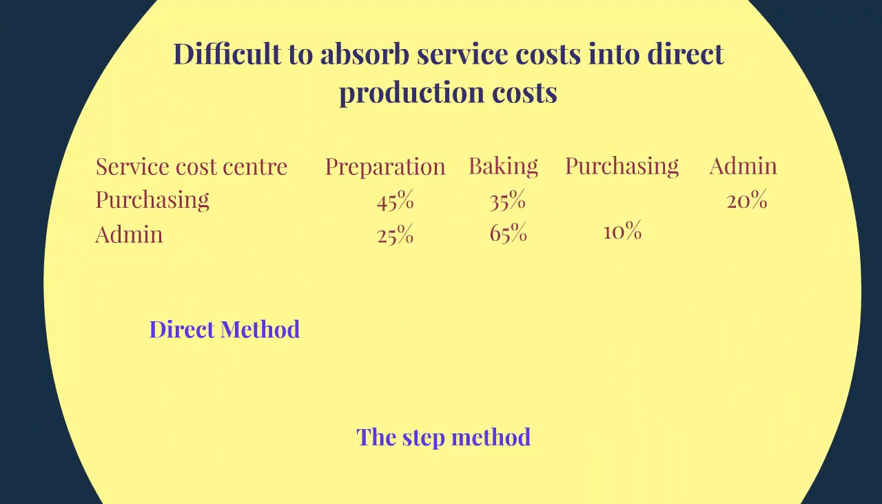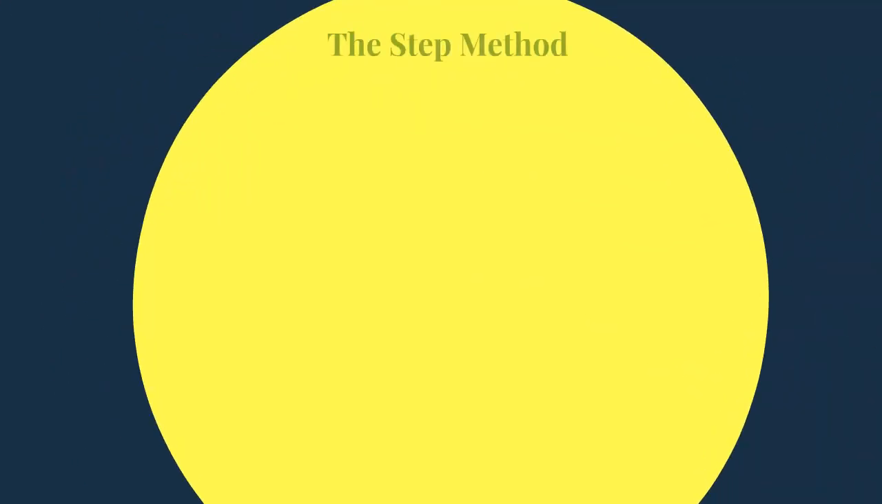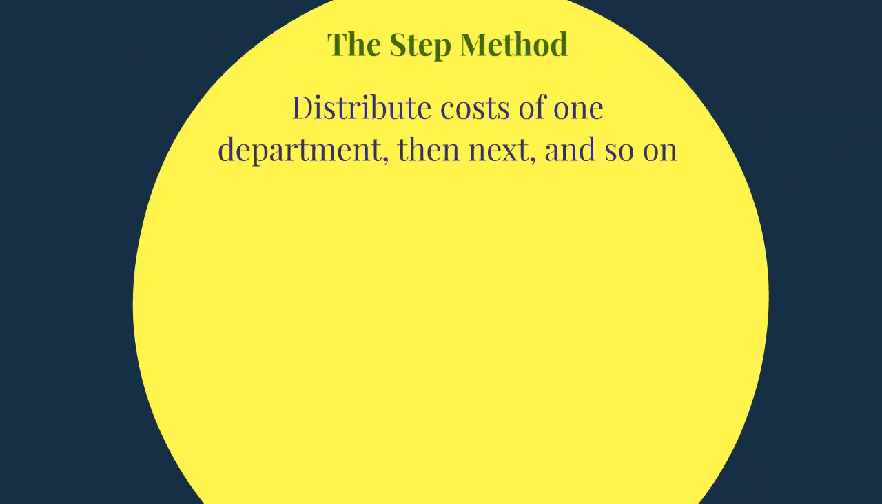So now we use the step method. Now this is a slight step up, pardon the pun, on the direct method, in which we do now take into account the inter-service centre servicing. So this time we will attribute the costs accumulated by the purchasing department for the work it does for the admin department and vice versa. So this time we will use the full percentages.